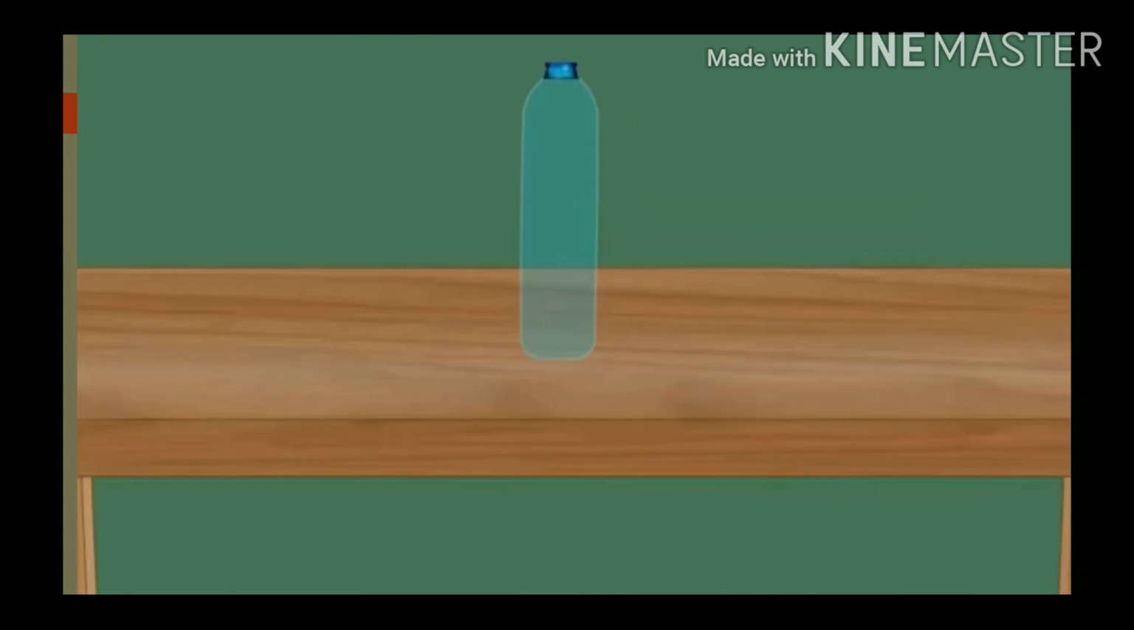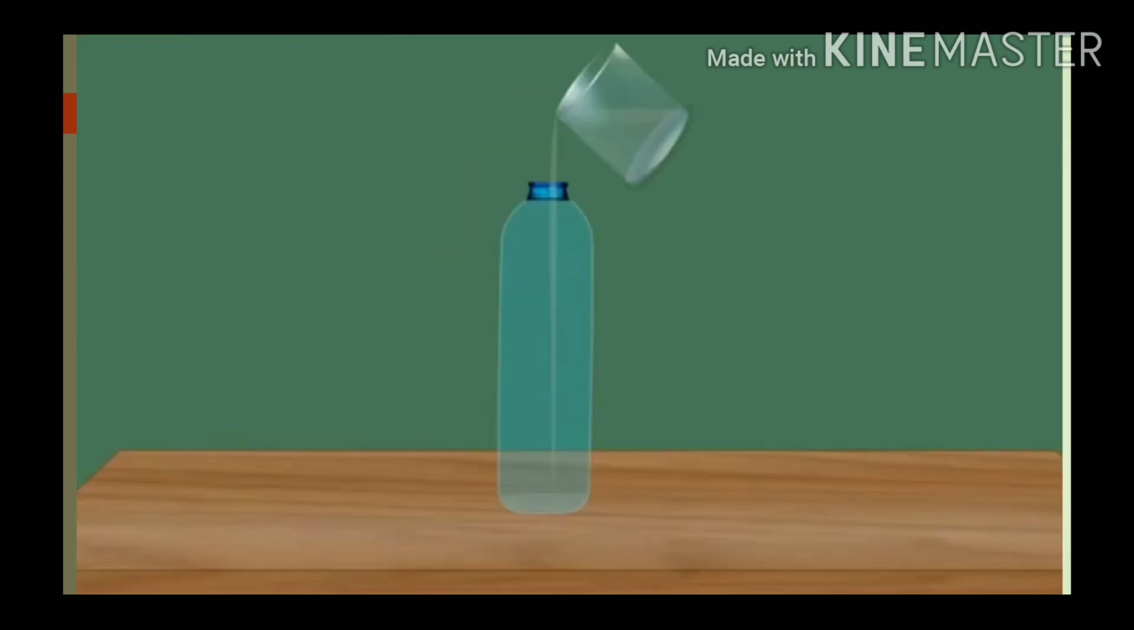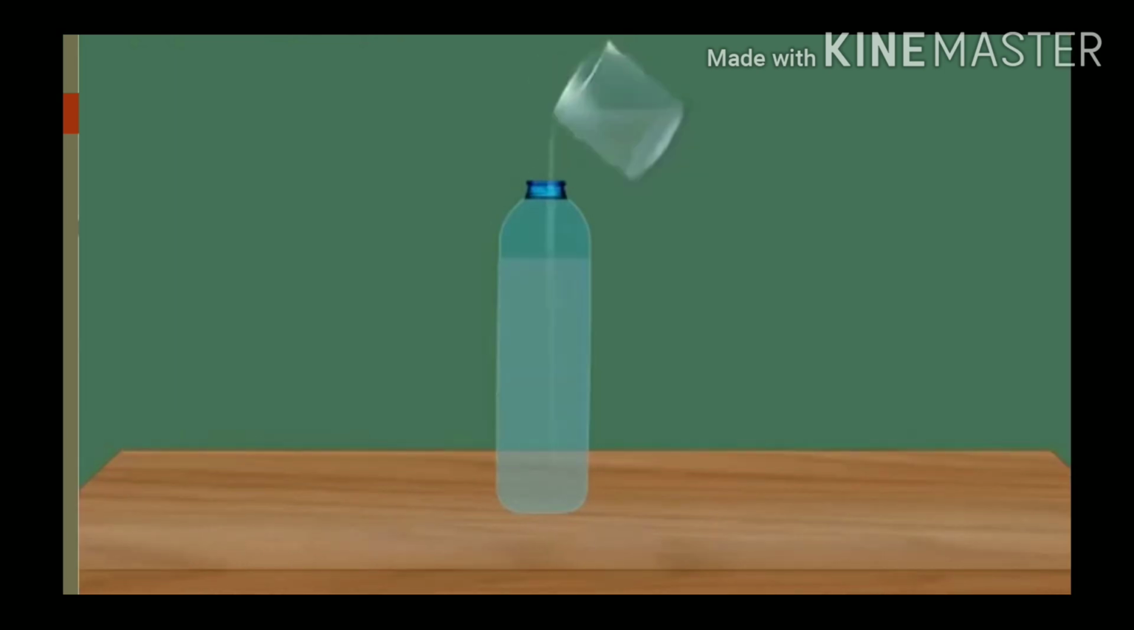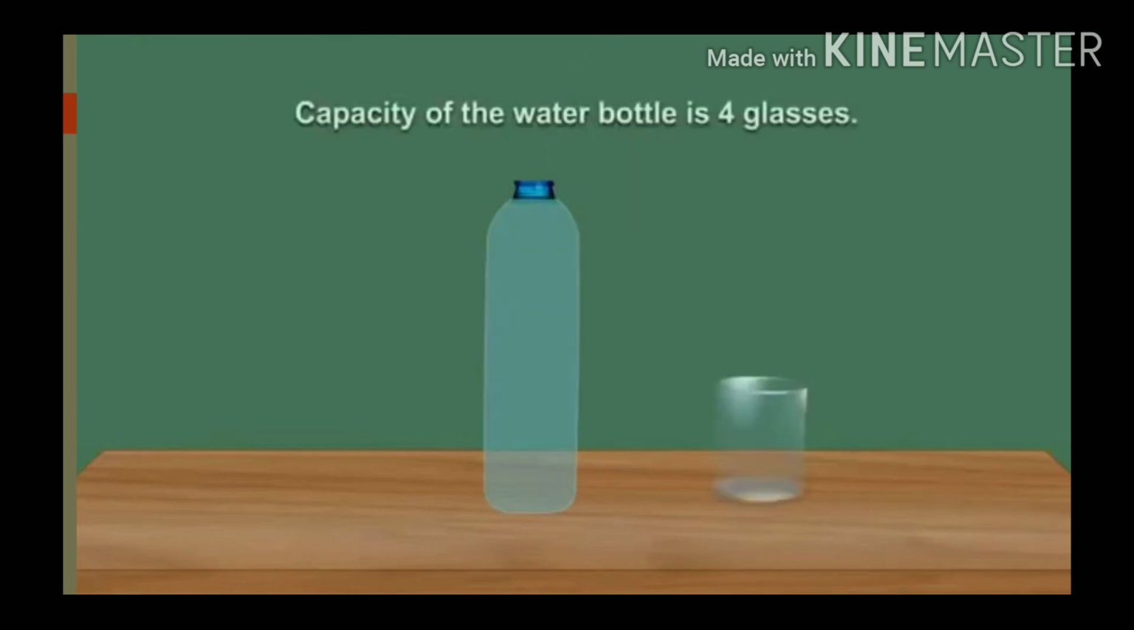Students, do you know the capacity of your water bottle? Let us see how you can find this out. First, take an empty glass and fill it with water completely. Now, pour this water into your water bottle and repeat this process till your water bottle is filled completely. After that, if this water bottle took 4 glasses of water to fill completely, then it means the capacity of this water bottle is 4 glasses.